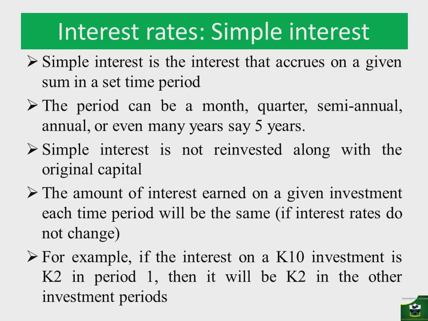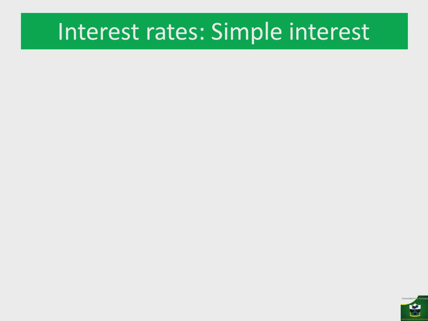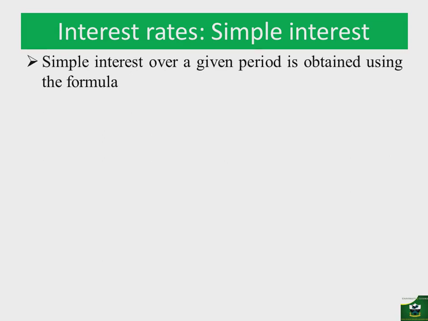Let's look at the formula that we can use to get simple interest from a given investment. Simple interest is obtained using the formula I = PV × i × n. I have distinguished the I here: this one is a capital I, and this one is a lowercase i, just to show that here I'm talking about the simple interest rate, while here I'm talking about the actual interest that you will get, the amount of money.